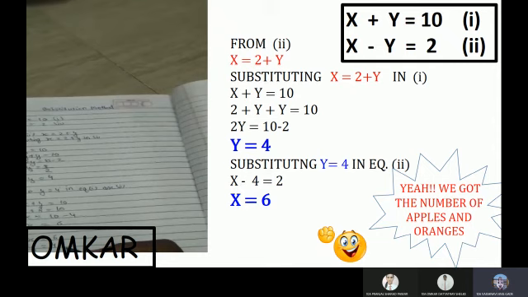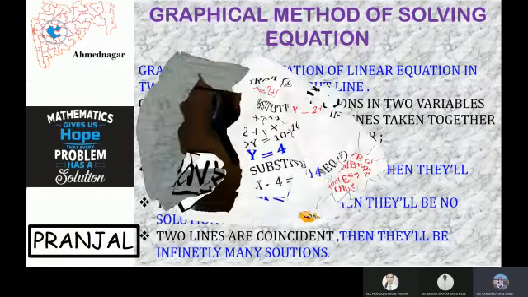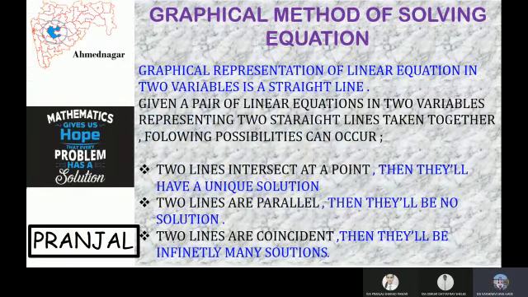Now let's see, can we solve these equations by some other method? So we'll have to visit some other destination for this. Let's see what our next destination is. So we have Pranjal from Ahmednagar who will tell us how we'll solve this pair of linear equations using the graphical method.